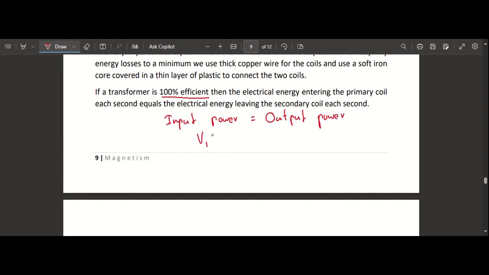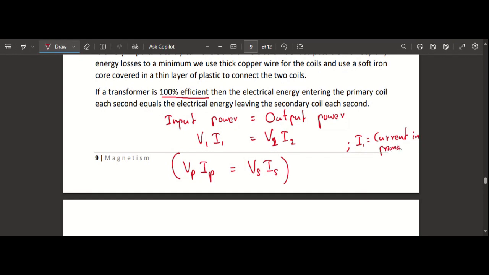V1 I1 equals V2 I2, right? Or else we can write V primary current primary equals V secondary current secondary. Mention this equation as well.